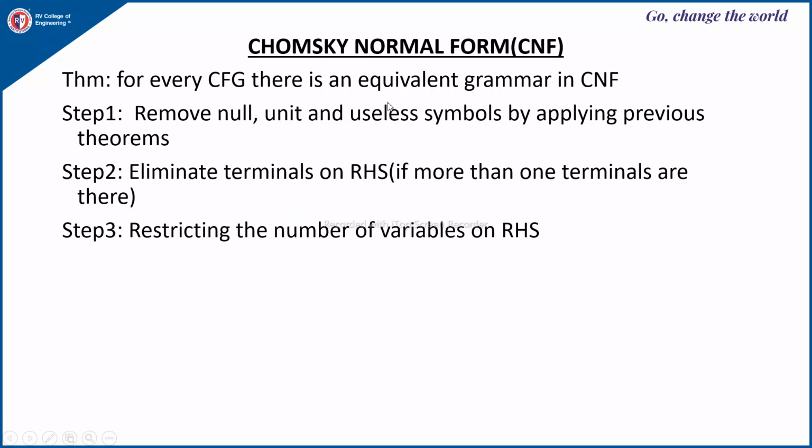So we'll see the theorem on CNF. For every CFG, there is an equivalent grammar in CNF. First step, remove the null, unit and useless symbols by applying the previous theorems. We have seen all the three theorems. Step 2 is to eliminate the terminals on the RHS. If more than one terminal is there, you have to eliminate them. Next, step 3 is restricting the number of variables on the RHS. We'll see one by one how these steps can be applied to convert the CFG into CNF.